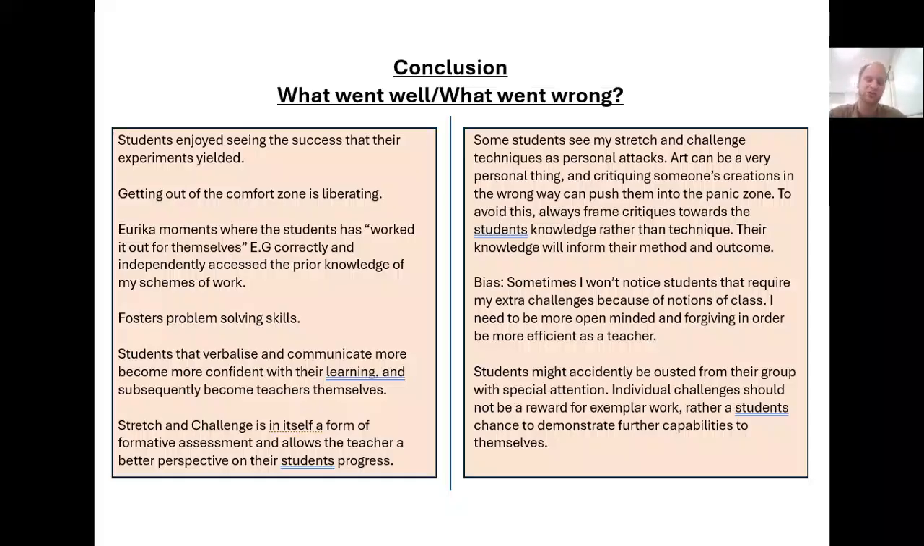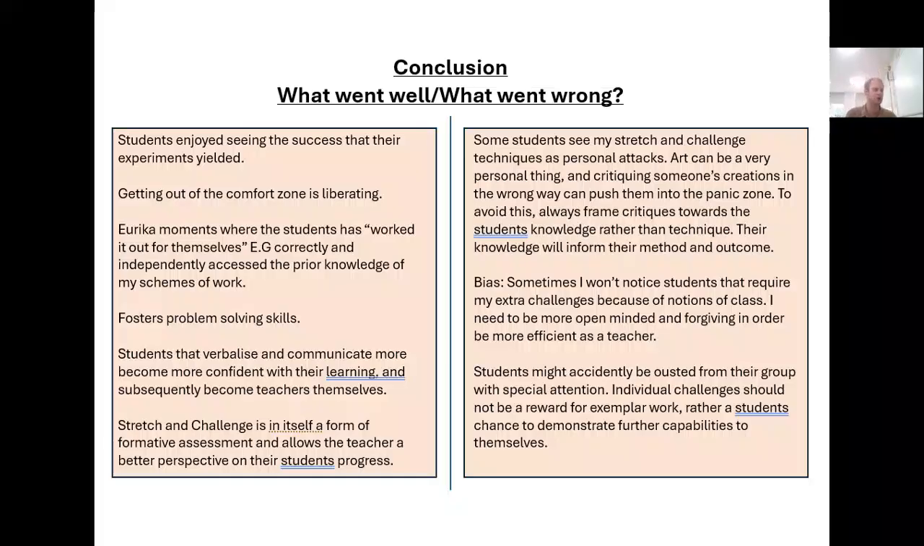And then finally, students might accidentally be ousted from their group with special attention. Individual challenges should not be a reward for exemplar work, but rather a student's chance to demonstrate further capabilities to themselves. With one student, I've had two lessons in a row now where I've picked up her work and shown it around the class because I'm just so proud. She's listened to everything I've said and she's done a lot more, and a lot of other students have a lot to learn from her. But what I've accidentally done is othered her, and I've created jealousy between the students.